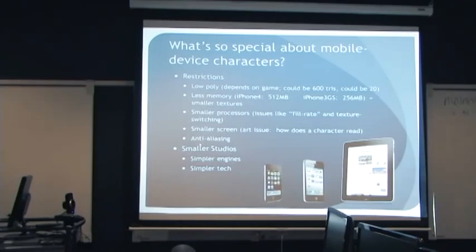Last is anti-aliasing, which a lot of game companies have built into their pipeline and their engine. It is available to do on iOS devices and Android, but it's a very expensive operation, and with processor weaknesses and different things like that, we try to avoid it. You only want to do anti-aliasing if you can cut down in every other area, because it just takes a lot of bandwidth.